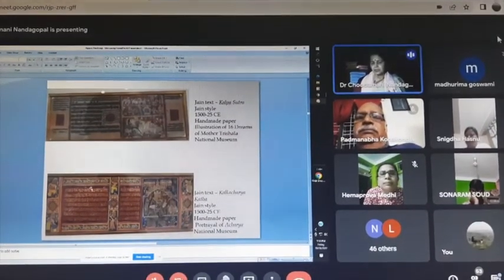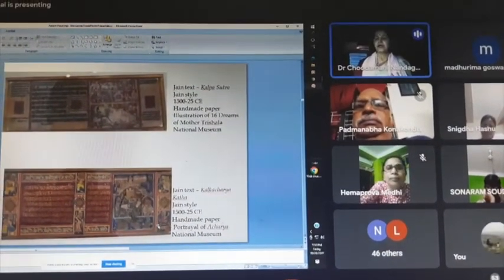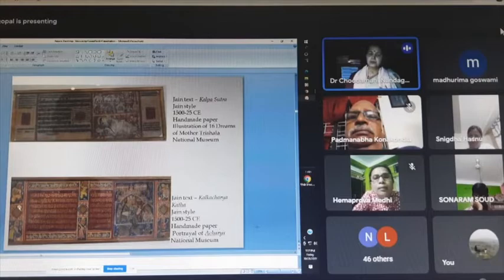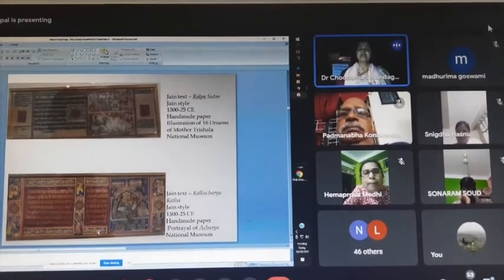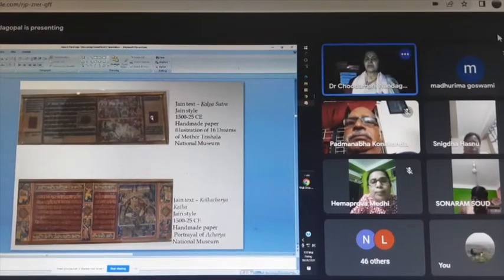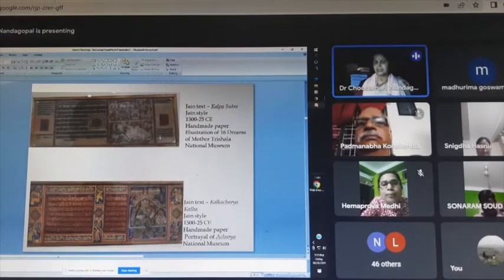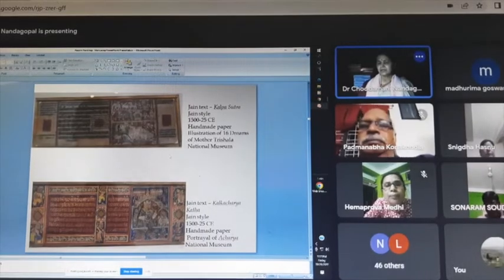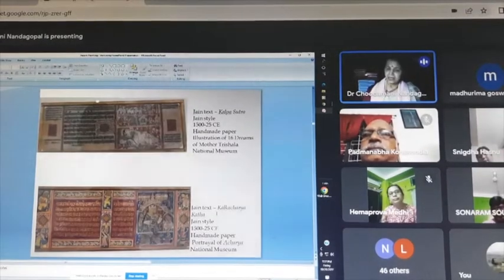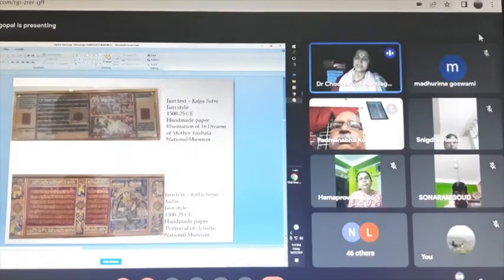What I want you to observe here is the pattern and the layout, how they have made it, how they are treating the subject, and how the borders are kept in an interesting way. In some other texts, they have a different motif inserted in between. That is why when we study in detail, we say Kalpasutra style or Kalkacharya Katha style. Each text has its own style of presentation.